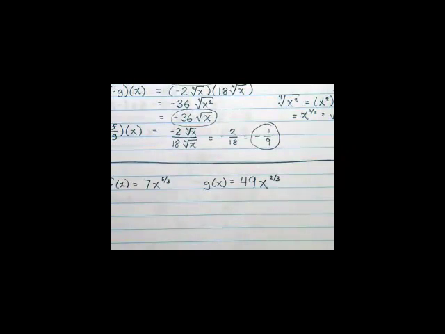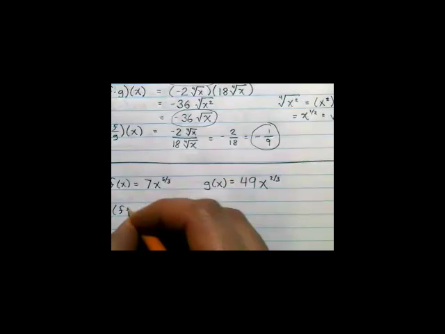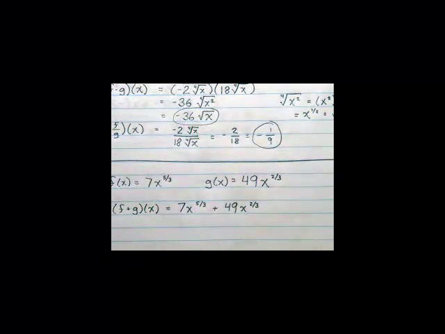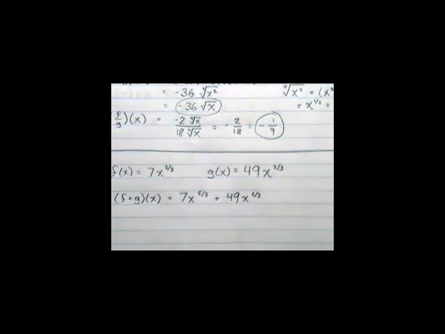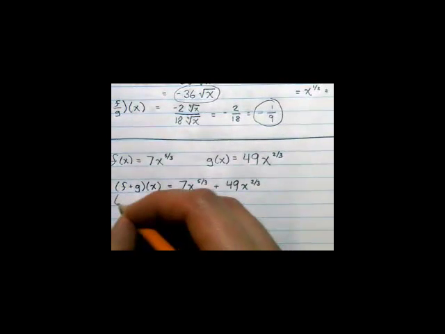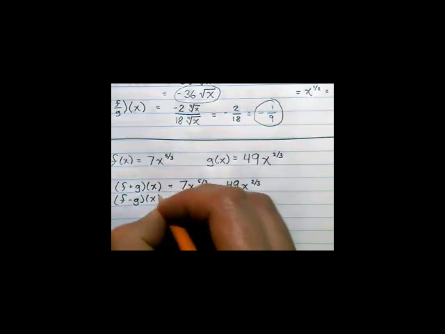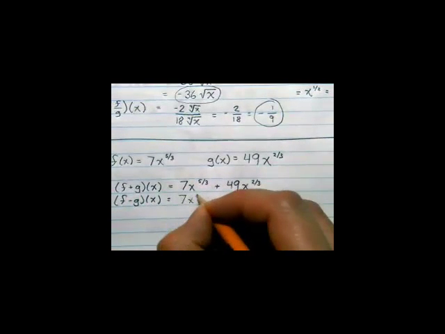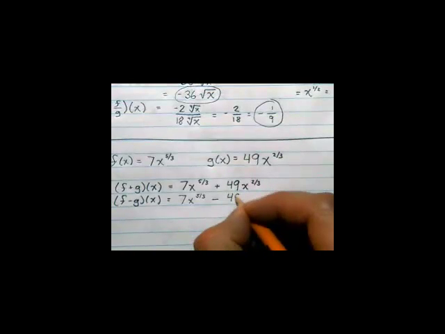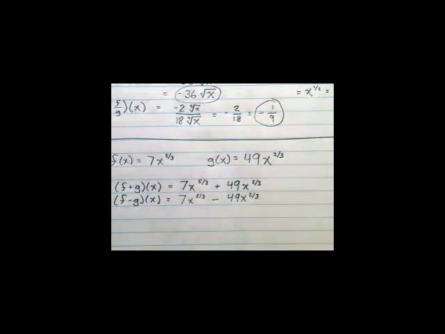So the f plus g of x for this is one of those where we're just kind of stuck. It's 7x to the 5/3 plus 49x to the 2/3, and that's it. They're not like terms. I can't put them together, so I'm done. Just plus sign in between. Okay. Minus, same thing, right? F minus g of x, 7x to the 5/3 minus 49x to the 2/3. Done. Right? Can't do anything with that.